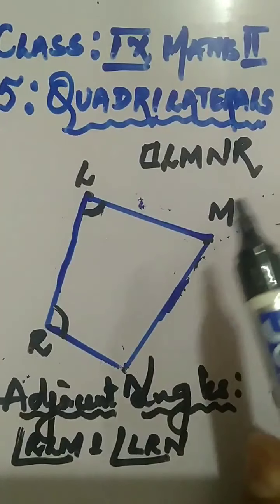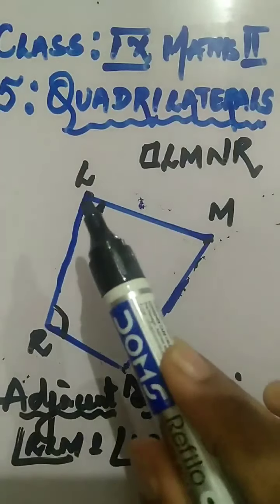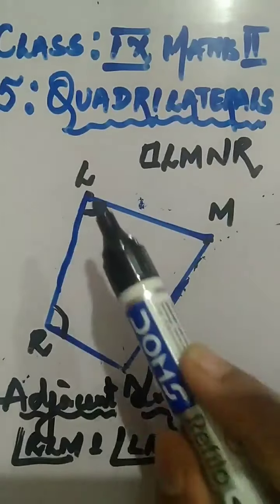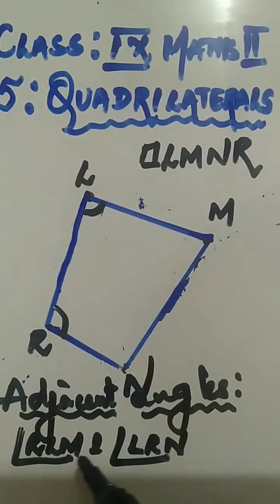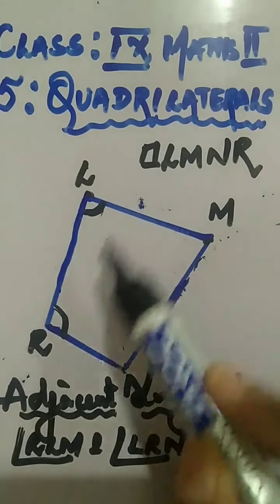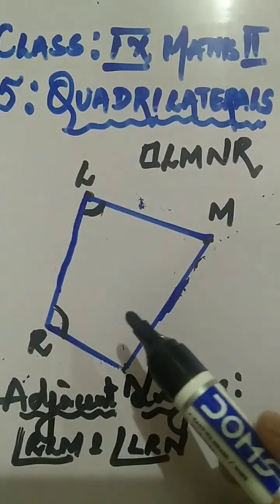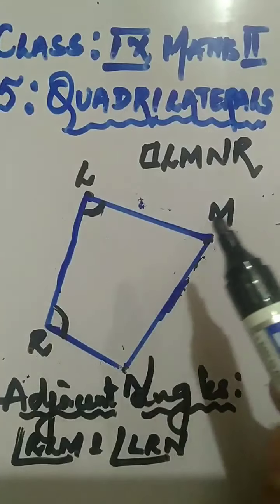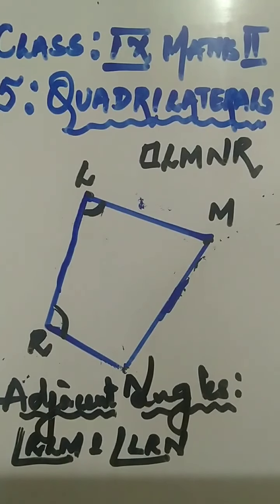Both are adjacent angles. Similarly, you can write any pair of adjacent angles in this way, where they both should share a common arm. Now these two angles, RLM and LRM, share a common arm, RL. Similarly, you can write any pair of adjacent angles. So we have discussed enough details about a quadrilateral. Now, let us study different types of quadrilateral.